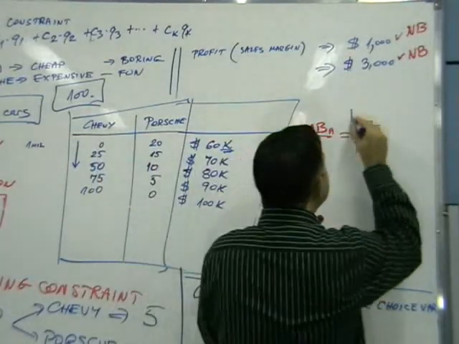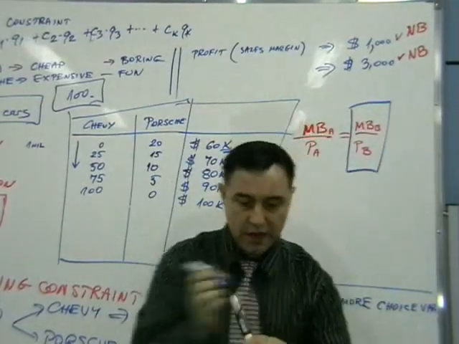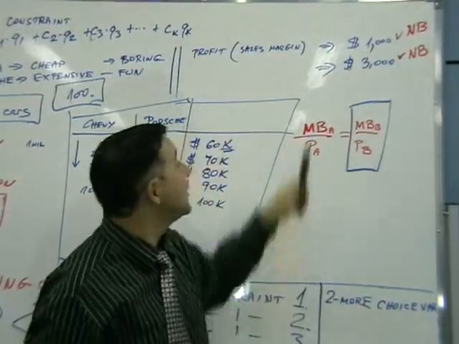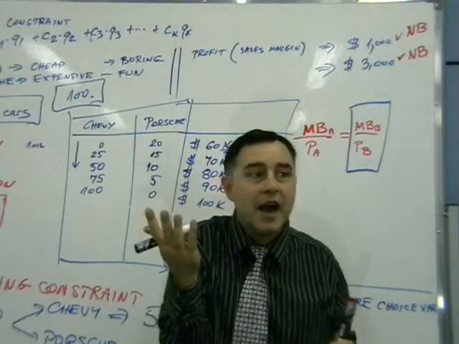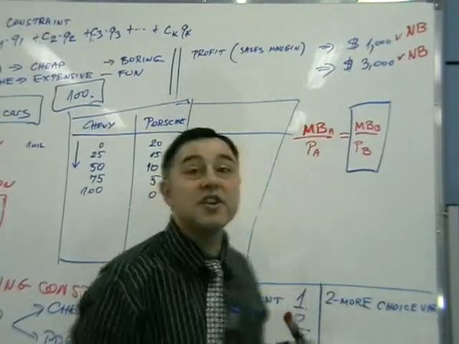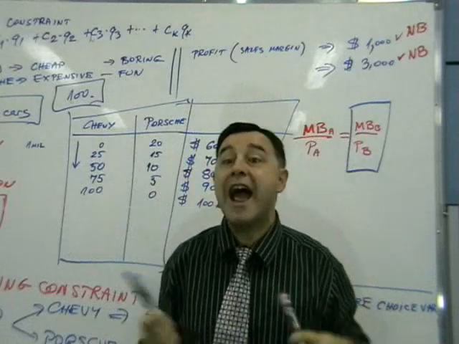So, what is the meaning of this? Yeah, we have a few more minutes to complete. What is the meaning? Marginal benefit of B divided by price of B. What's the explanation? How do we interpret it? Well, marginal benefit of A will be, in our case, the Chevys. How much?